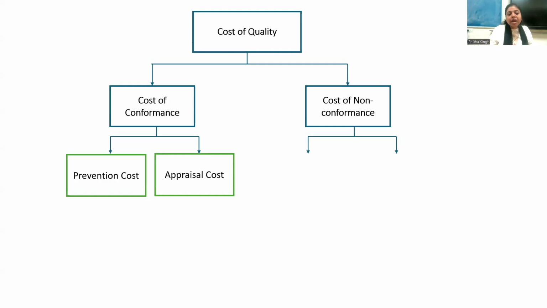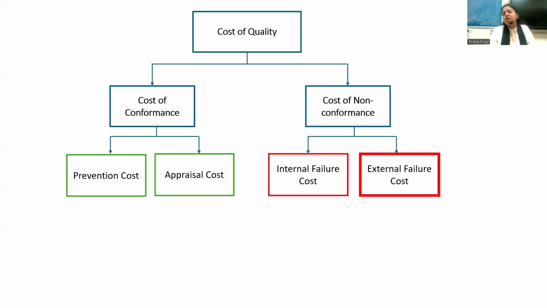But at the same time, there is one more cost that is called appraisal cost. Appraisal cost is about how you promote quality assurance checks. You invest in promoting the quality assurance check. And then you talk about cost of non-conformance. Again, it is of two types: internal failure cost or external failure cost.